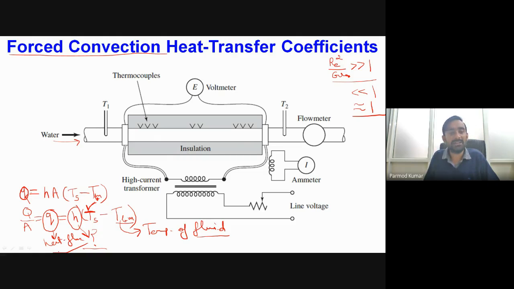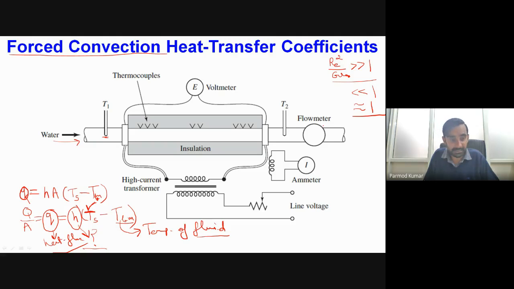Now let us see the configuration of the experimental setup which I have given here. In this experimental setup we have a pipe. Because I have to measure the temperature of the water, I have included a thermometer at the inlet, which will give the water temperature at the inlet to our test section, and we also have one more thermocouple at the outlet of the test section which will give the corresponding fluid temperature.